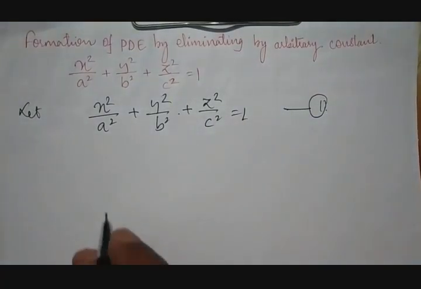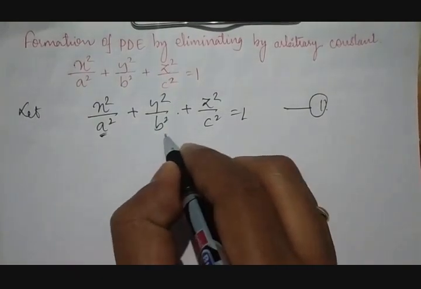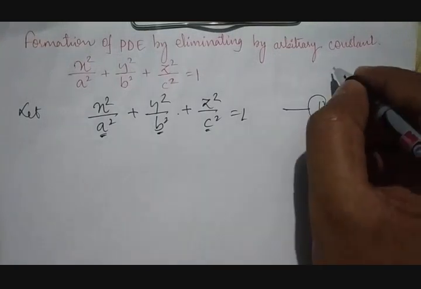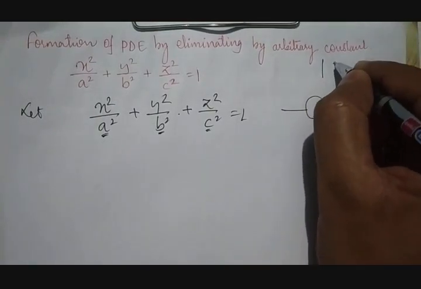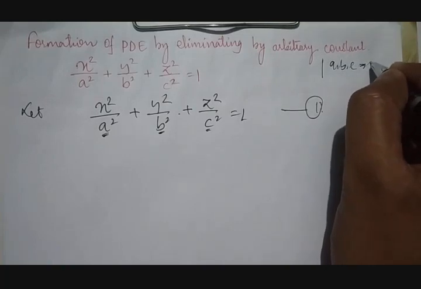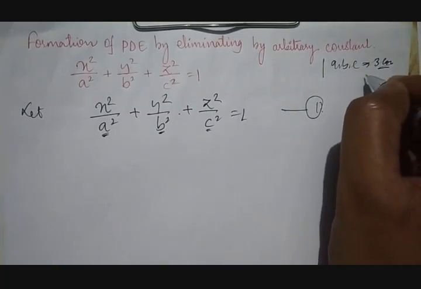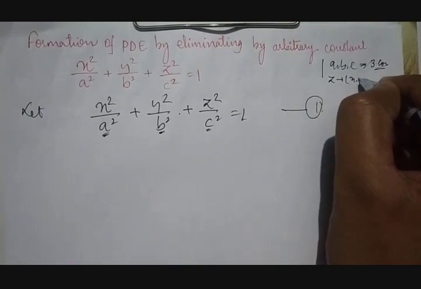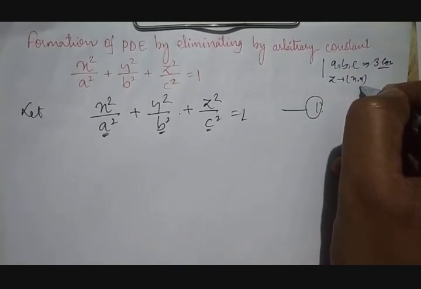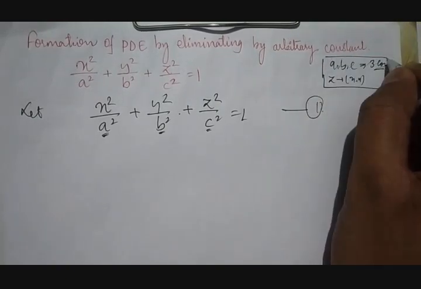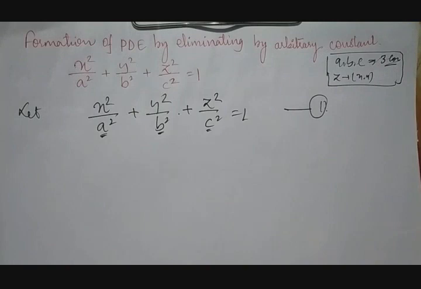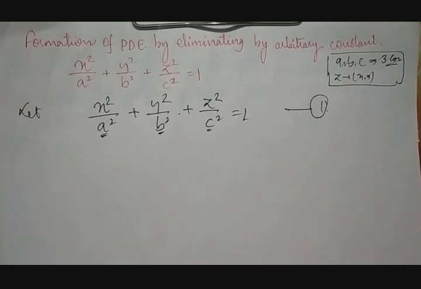Our aim is to eliminate the arbitrary constants available. One thing we need to be very careful about: a, b, c are the three arbitrary constants, where z is a function of x and y. We have one special note: where the number of arbitrary constants is less than or equal to the number of variables, the first order derivatives are more than enough. Sufficient, no problem at all.